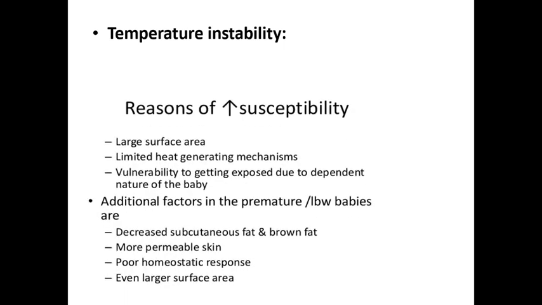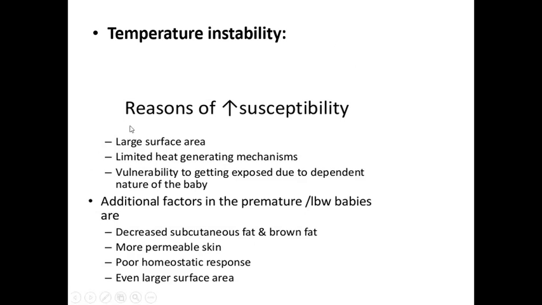So first of all, we'll see temperature instability. What do you mean by temperature instability? Newborn babies who are delivered before term, now all newborn babies have a larger surface area compared to adults, and as a result the body heat can be lost across this large surface area, so the babies can become hypothermic very easily.